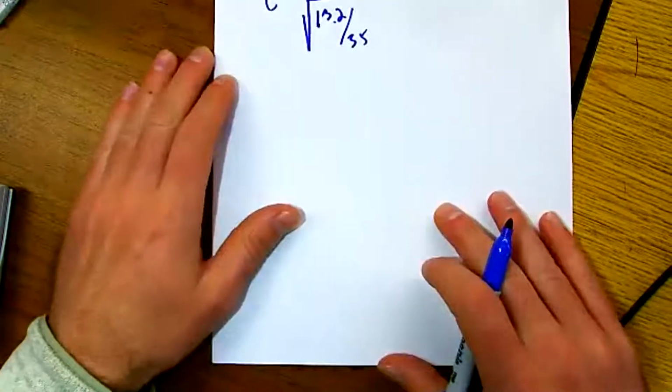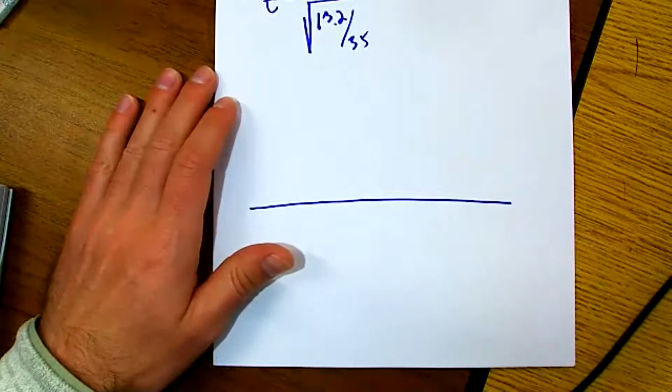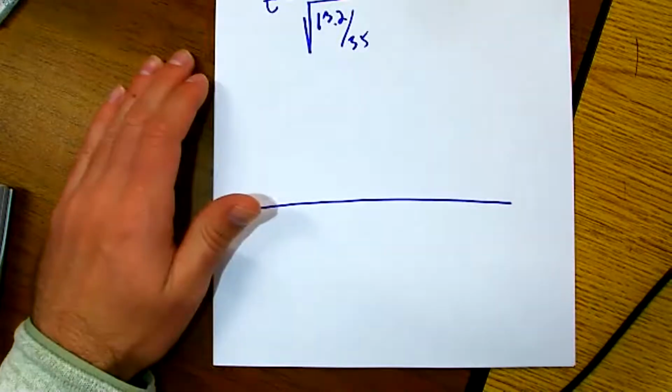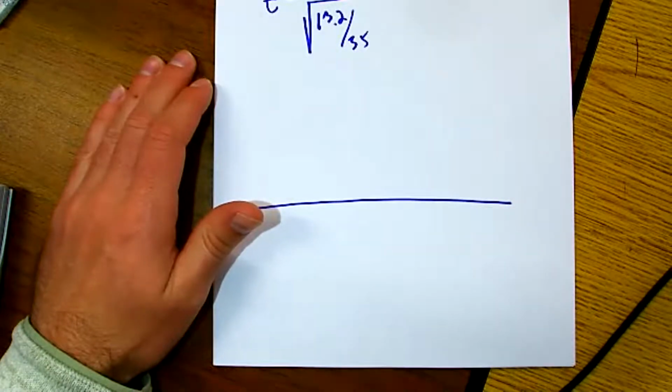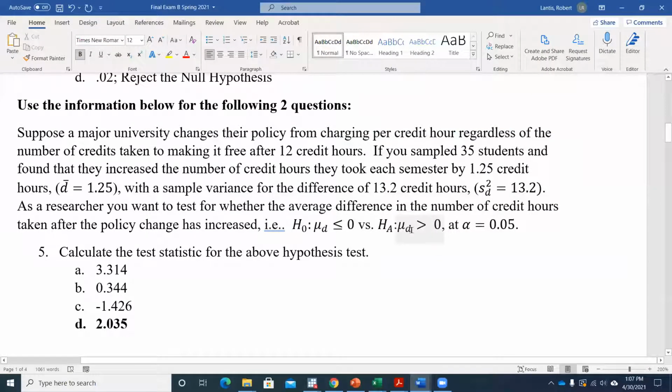So when I'm looking for critical values, I should have pointed out before I switched off the screen, I've got a greater than sign in my alternative hypothesis. So I have a right-tailed test.